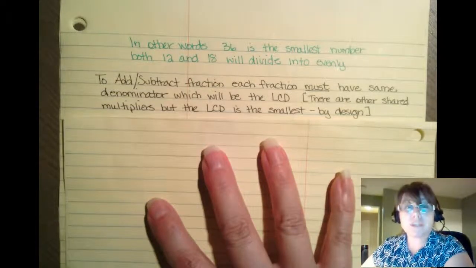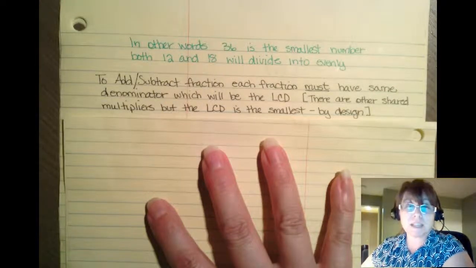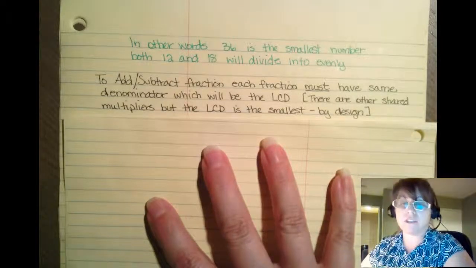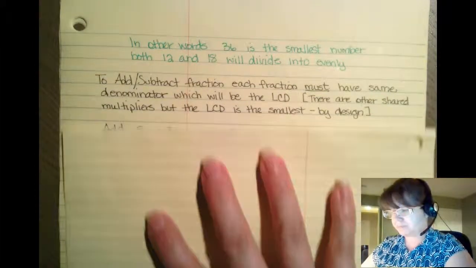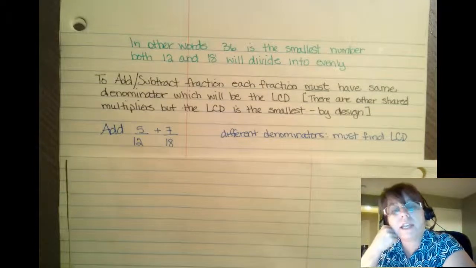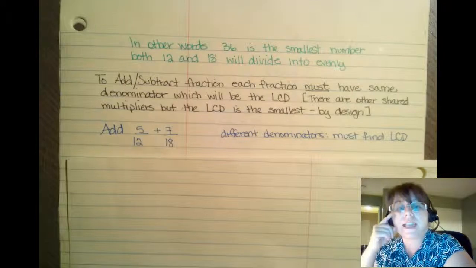So 36 would work, 72 would work because 12 goes into 72 and as well as 18, but by design 36 is the smallest one, and we want to try and stick with the smallest one so in the end we may not have to reduce that much. So now let's take the LCD that we did for 12 and 18 and add these two fractions together.